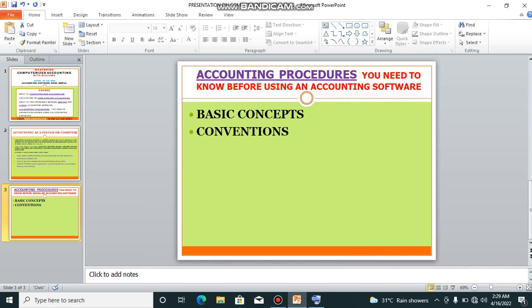For the convention aspects, we have the convention of consistency and the convention of conservatism, and these are very important, as well as the rules coming into play here in accounting: you debit the receiver, you credit the giver; you debit what comes in, credit what goes out; you debit all expenses and losses, and you credit all income and gains.